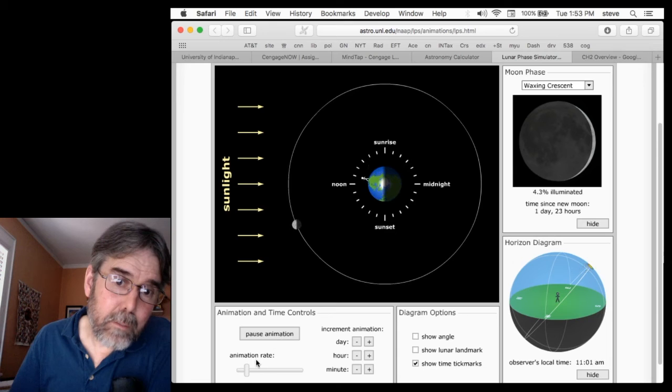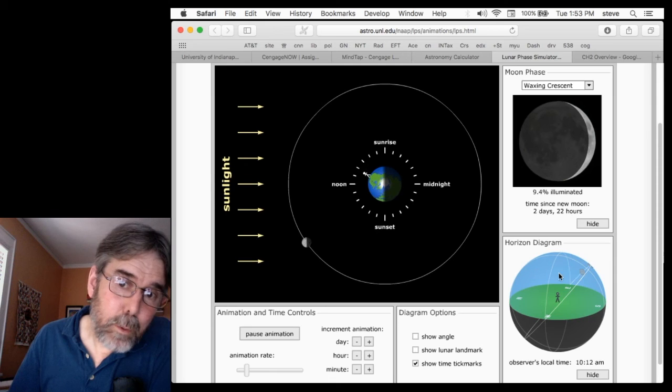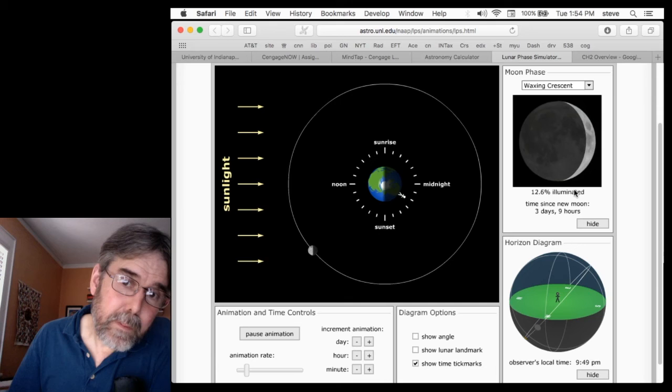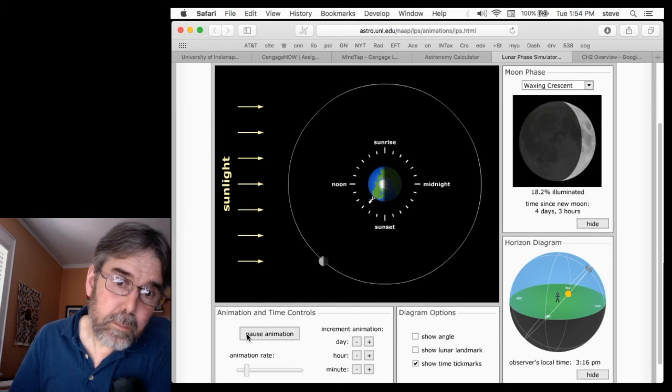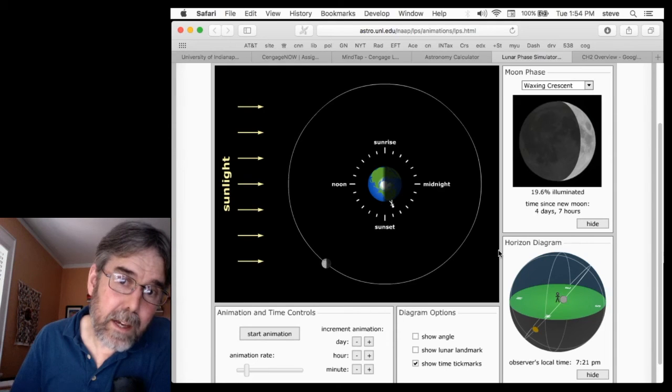If I then run the animation, you can see that throughout the day the moon is following the sun, but as time goes on, the next day the moon is farther behind the sun, and the crescent phase has grown larger. The next day the moon is even farther behind the sun. It doesn't rise until much later, and as the sun sets, you can see the moon is actually fairly high in the sky. The sun is set because I'm now in the shadow, but the moon is still visible to me because it hasn't set yet. And now the crescent phase is getting quite pronounced.